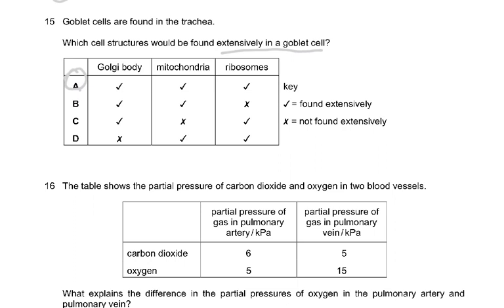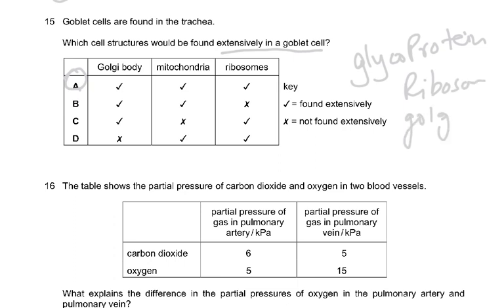I've talked about this in a previous question as well. Goblet cells produce mucus. Mucus is a glycoprotein. So glycoprotein means more ribosomes, more Golgi, and more mitochondria. Why mitochondria? Because mitochondria is needed for protein synthesis. It's an energy requiring process. More ATP is used.